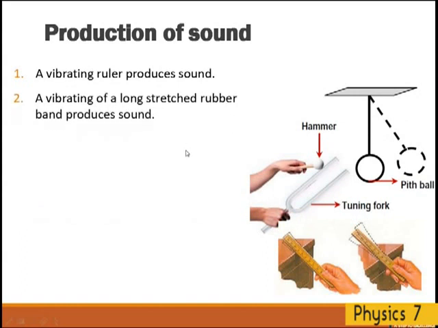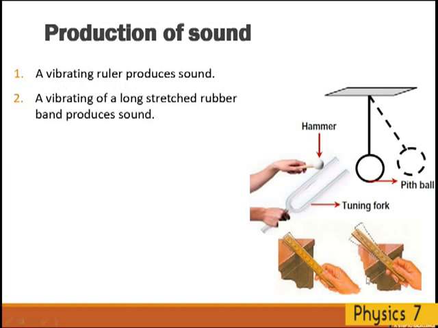Now we've seen that, for example, sound is produced as a result of the vibration caused by an object. And that vibration causes vibration of particles in the air or in the solid or even liquid or gas surrounding that object. So let's have a look at an example of an object vibrating which produces sound. A vibrating ruler produces sound.